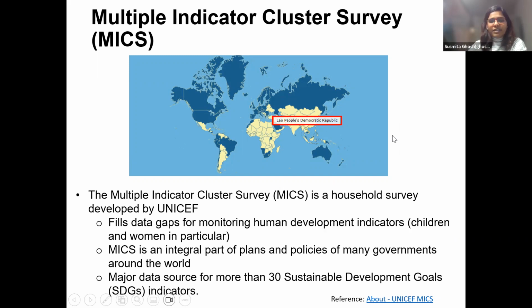Firstly, what is the multiple indicator cluster survey, and what are its purposes? The multiple indicator cluster survey is a household survey developed by UNICEF. The purpose of this survey is to fill the data gaps to monitor human development indicators, particularly for children and women. This is an integral part of policies and plans for many governments around the world. And this survey is conducted in almost 118 countries, and Lao PDR is one of them.